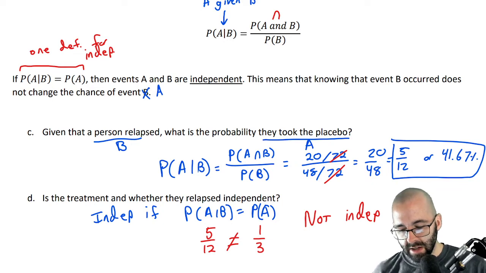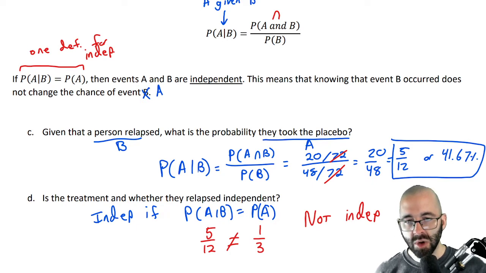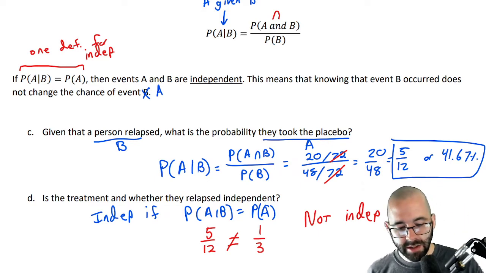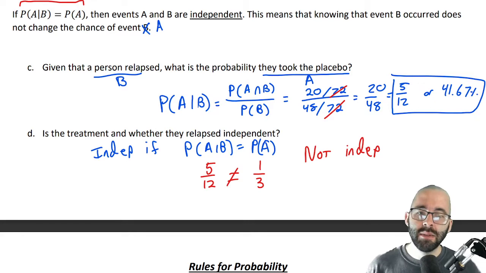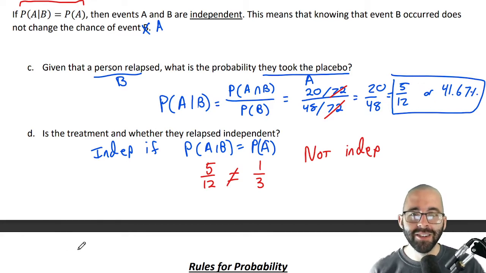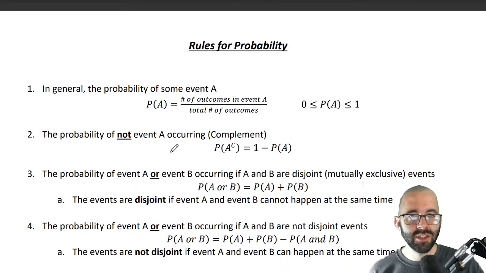Okay. So given that they relapsed, it's more likely that they have the placebo, which is good. We want our treatments to be working. And that's conditional probability. We have some extra examples. If you're still feeling a little uncertain about all this stuff, check out the next video. Plenty more math to talk about, and we'll do a little summarization with these rules as well. Good luck, and let me know if you have any questions.